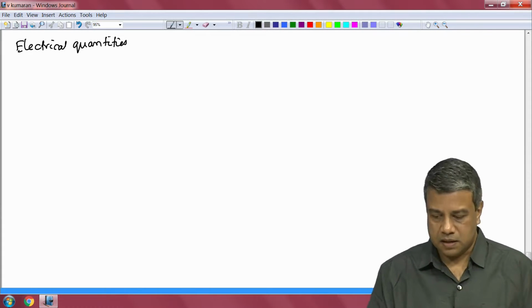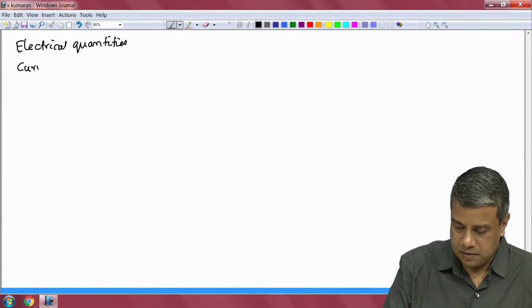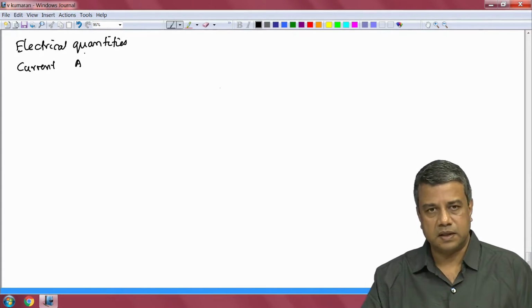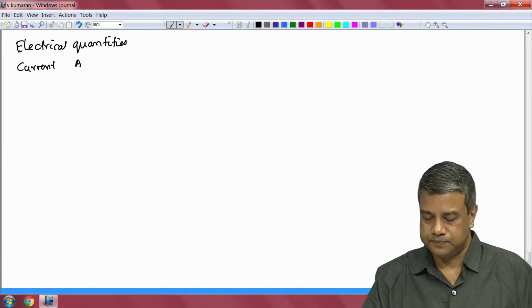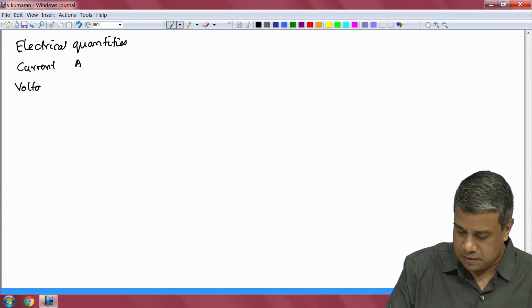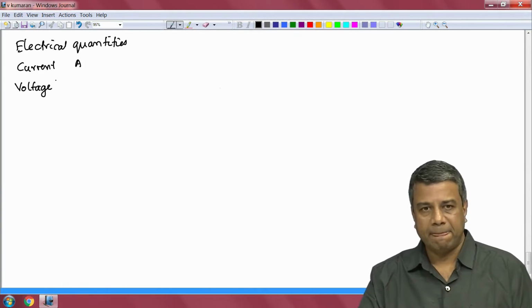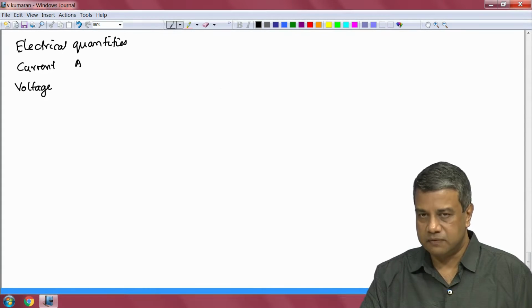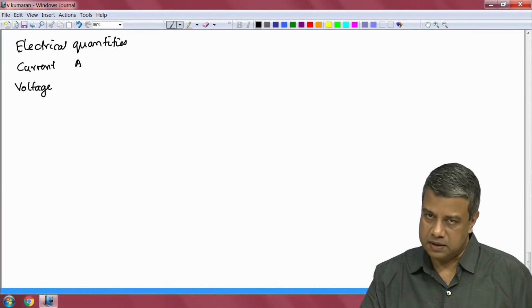Current is a fundamental quantity. It has dimension ampere, A. What is the dimension of voltage? You get that from a relationship which involves the voltage in which you know all other quantities.